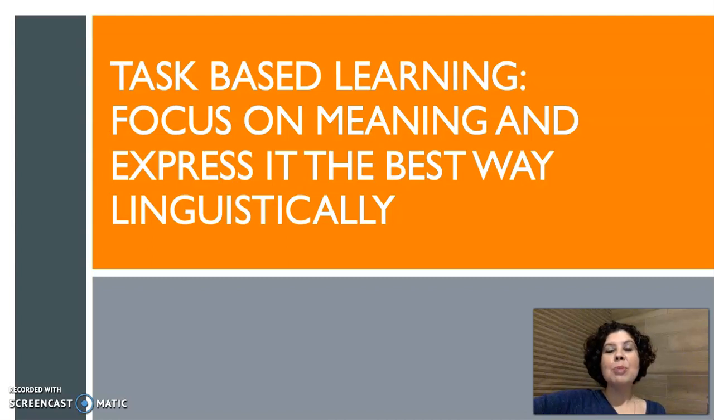Okay? Task-based learning says that meaning comes before form. As you can read here, it says focus on meaning and express it the best way linguistically. So first meaning, then form. We are going to be covering form, that's for sure, but first meaning. Stay here if you want to find out more about the application of TBL. Let's start, shall we?